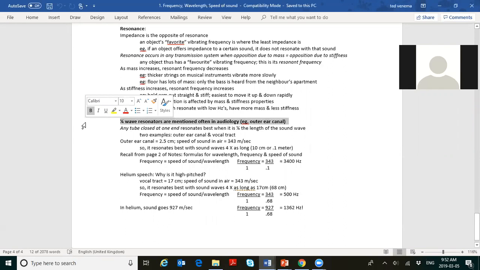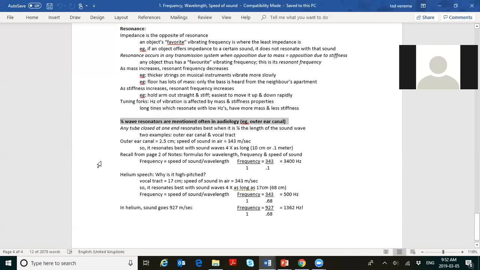All quarter wave resonators tend to resonate with sound waves 4 times their length. So if your ear canal is 1 inch long, it's going to resonate with sound waves 4 inches long. If your ear canal is 2.5 centimeters long, it's going to resonate with sound waves that are 10 centimeters long. Okay? Either way, whether you do it in feet or in metric, doesn't matter. The principle is the same.